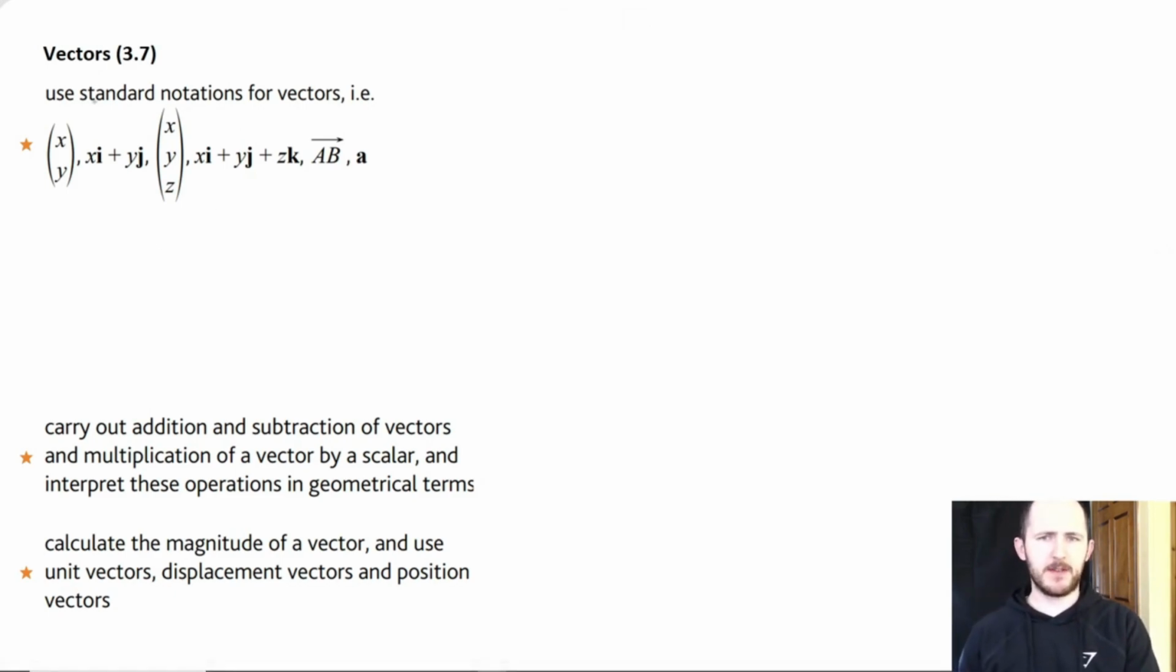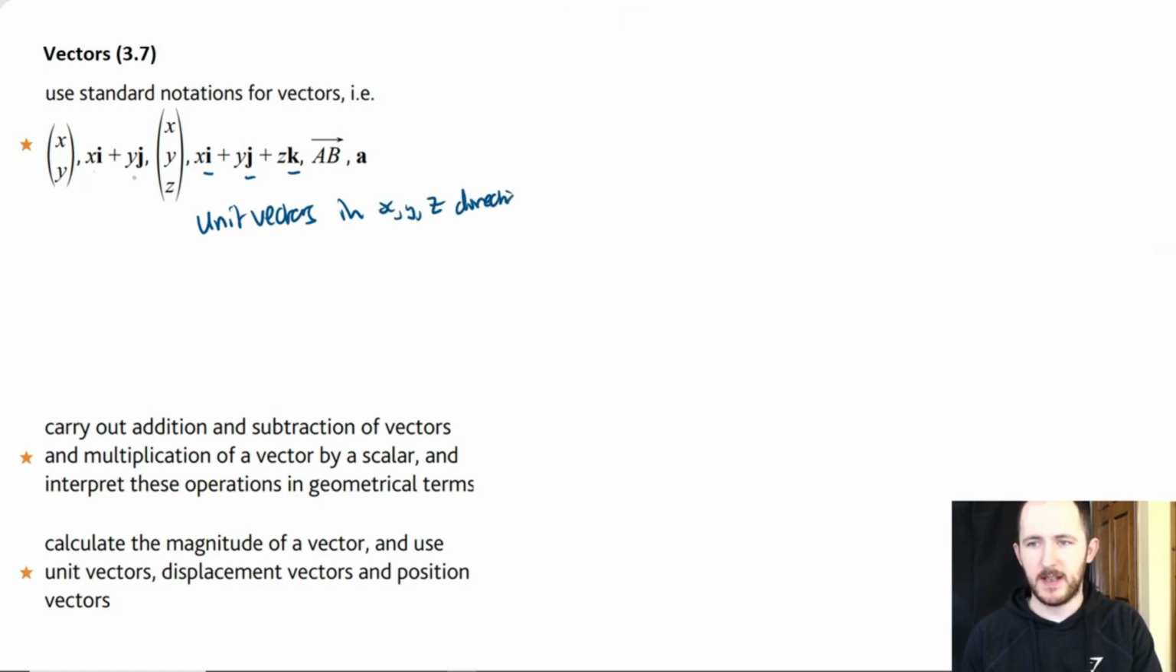So first off, we just need to know the standard notations, which you may have covered a bit in GCSE, you may have seen before. So if you have a two-dimensional vector, you can just put x and y on top of each other, which is the GCSE kind of notation. But you can also write that as xi plus yj. And these i, j and k, they all mean the same. They're just basically giving you their unit vectors in the x, y, z direction respectively.